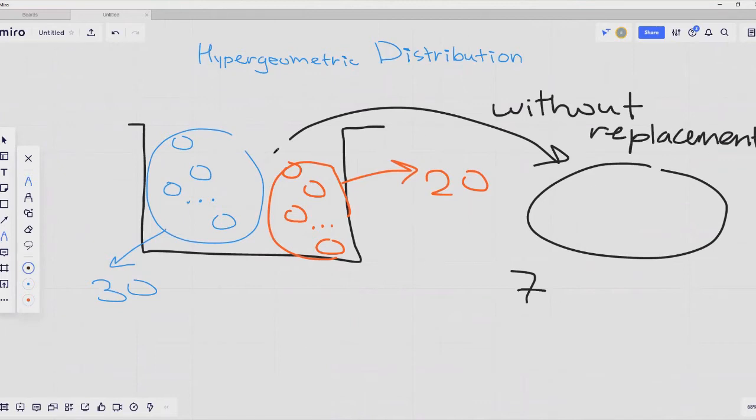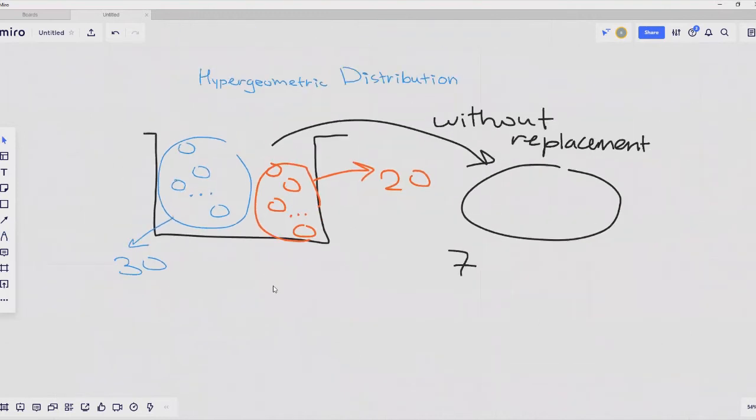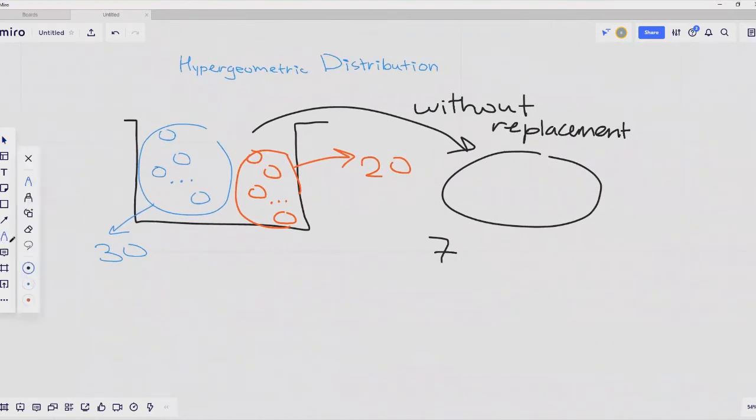So if we are drawing a blue chip from our urn here, we are not putting it back. The goal of our video here is to try to answer a question. What is the probability that, let's say, we will draw 5 blue and 2 red chips?